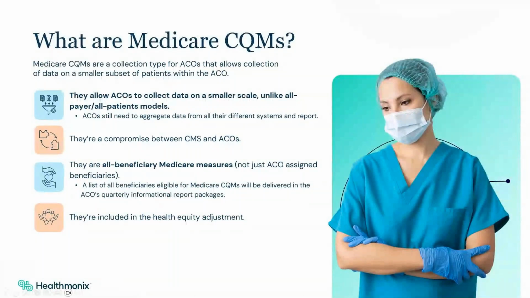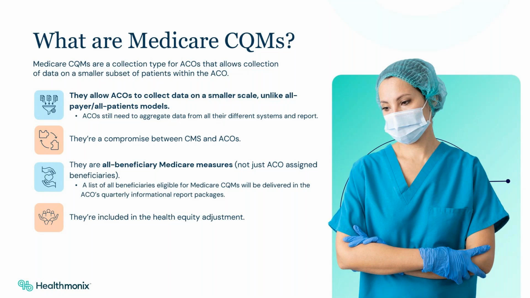Thanks, Mike. Appreciate it. So Medicare CQMs are a collection type that allows data on a smaller subset of patients within the ACO. How I describe them is it's a compromise from CMS to allow ACOs to collect a little bit more concentrated data. So they allow you to collect it on a smaller scale, unlike the all-payer, all-patient, where you need to get all of that data in there in one subset.